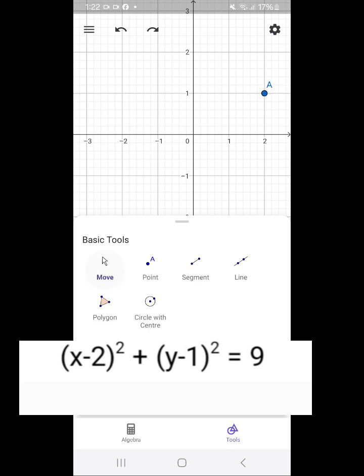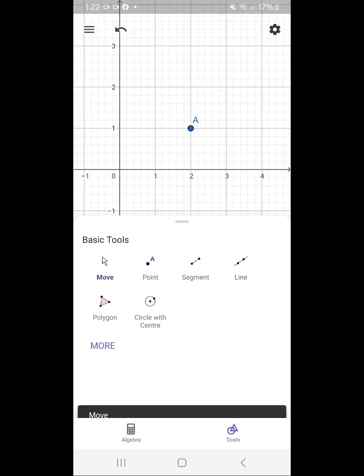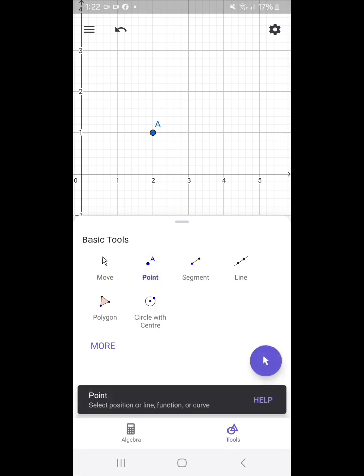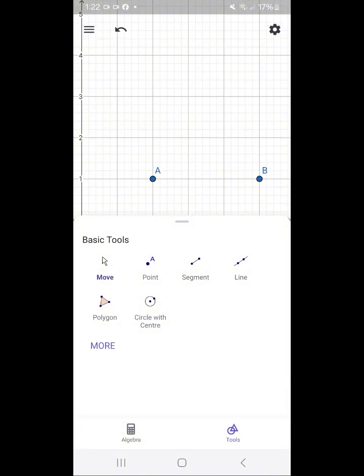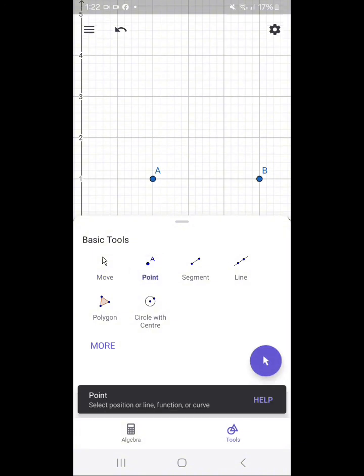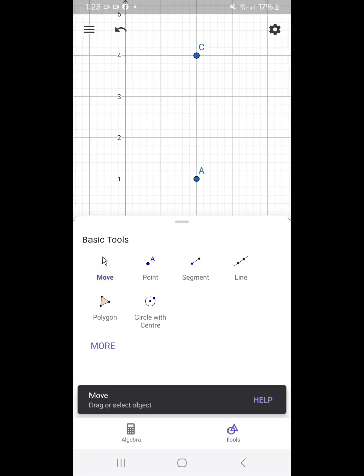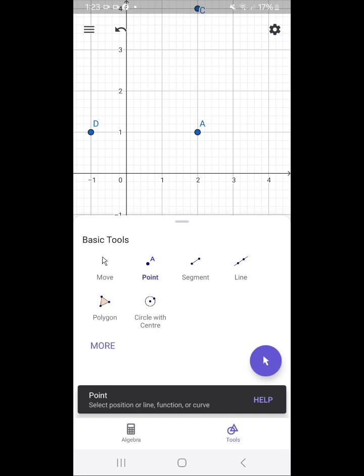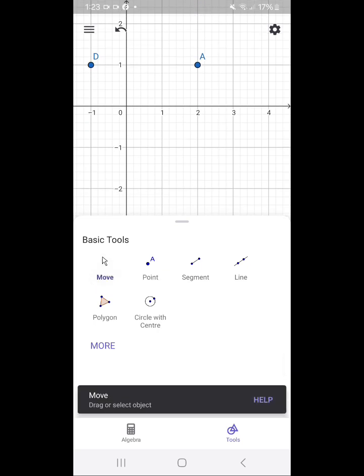Then next, since we have the center, we count units for the radius. We count 3 units to the right. 1, 2, 3. So our point is here. Then we count 3 units upward. 1, 2, 3. Our point is here. Then 3 units to the left. 1, 2, 3. Our point is here. Then 3 units downward. 1, 2, 3. So our point is here.